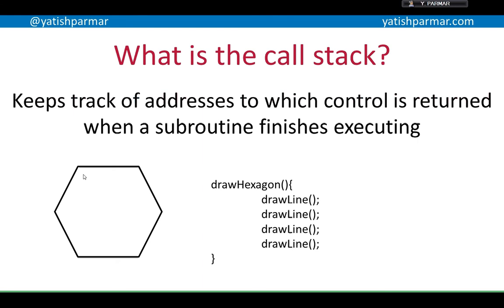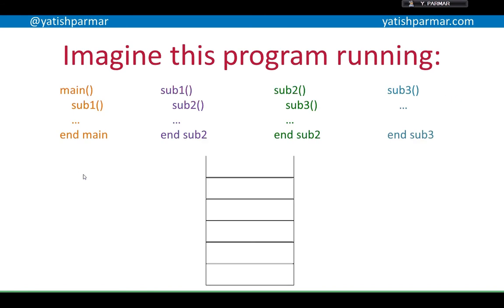If you think about a draw hexagon routine, that's a mistake, it's going to have to call the draw line subroutine 6 times, not 4 times as I've got over there. And so each time the draw line routine is called, it needs to return back to the draw hexagon program. It needs to know where it is in there, so it can then continue executing the next instruction that needs to be executed.